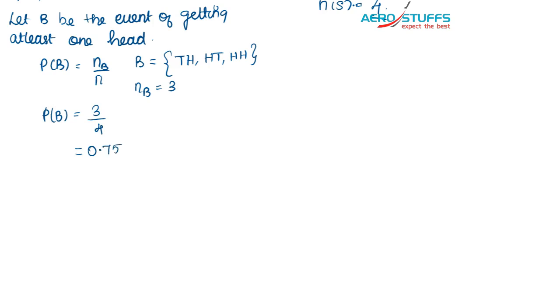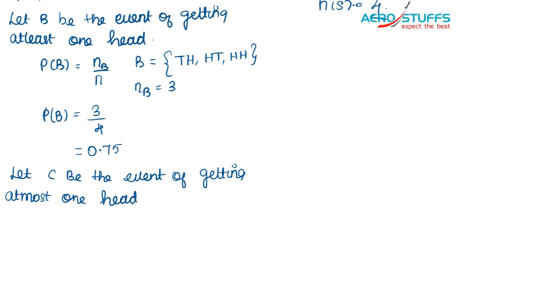Now let the event C be the event of getting at most one head. At most means what? To the maximum there should be only one head, but you can have no heads. At least means minimum there should be the given number: at least one head means there should be at least one head, and to the maximum you can have n number of heads. At most means to the maximum you should have only one head, but minimum you can have anything. These two are exactly opposite of each other.